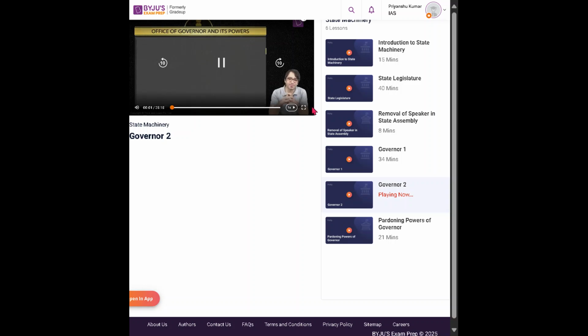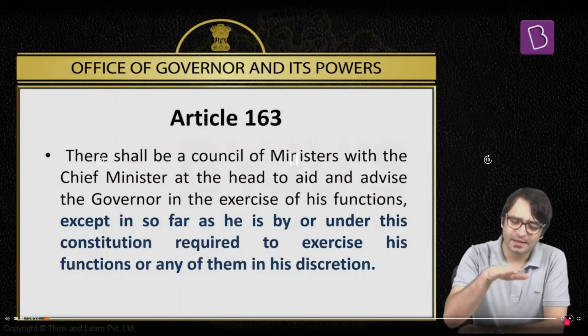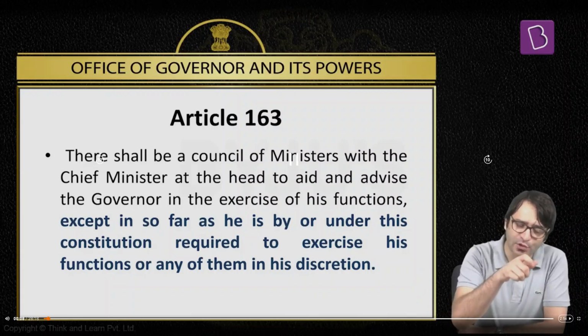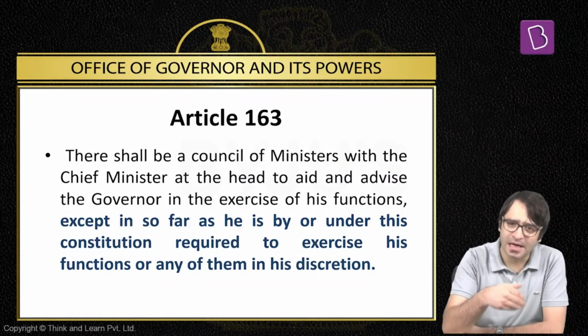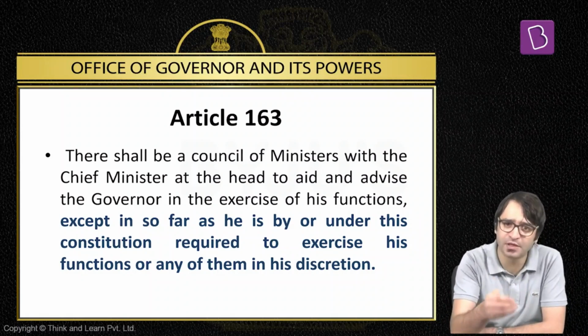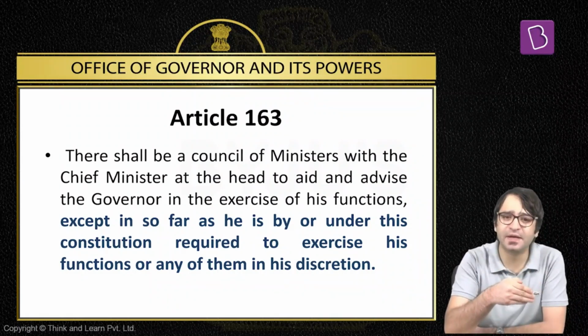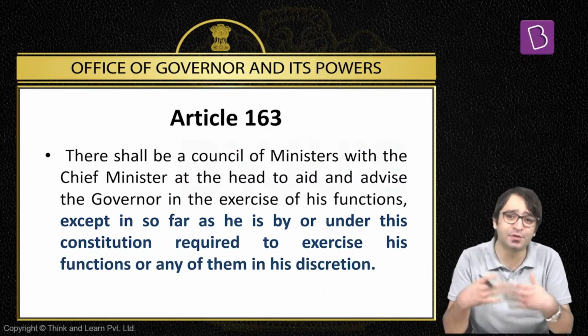Now, let us discuss something very interesting and very important for your exams. The governor performs a dual role. He's the constitutional head of the state. He's also a constitutional link between the center and the state. How is the governor appointed? How is the governor removed? What are the qualifications required to be appointed as governor? What are the various powers available with the governor? Executive powers, legislative powers, financial powers, judicial powers, veto powers.